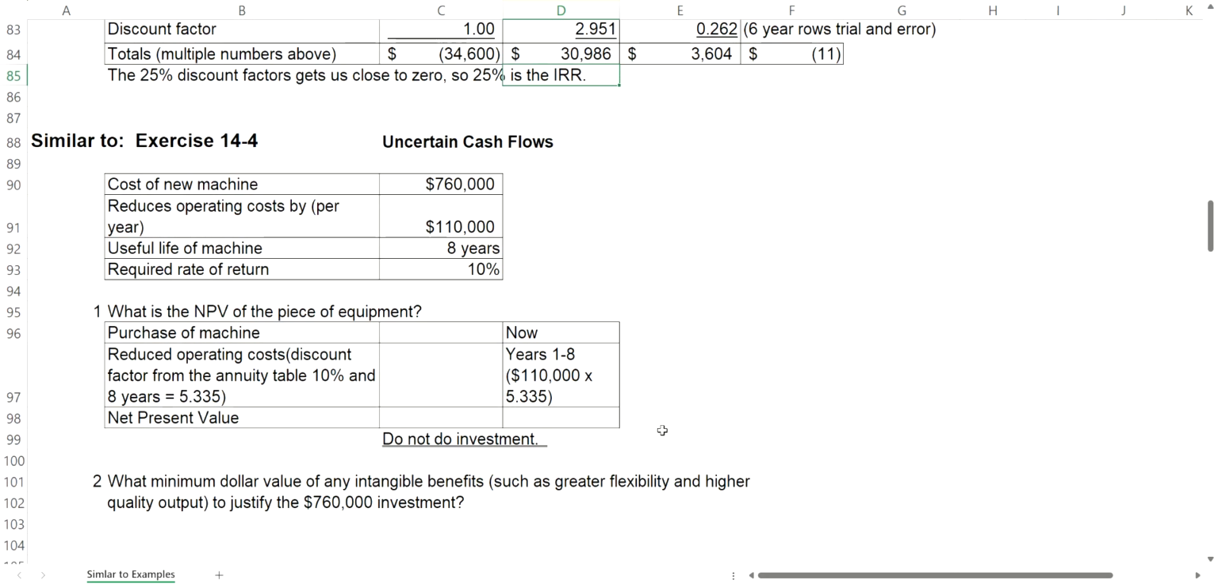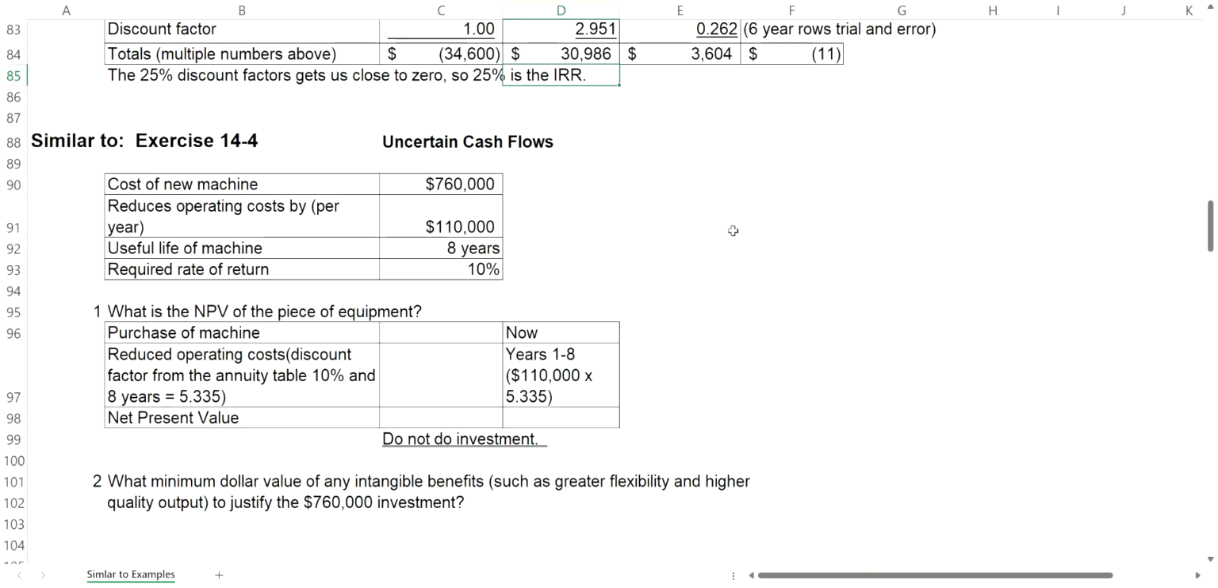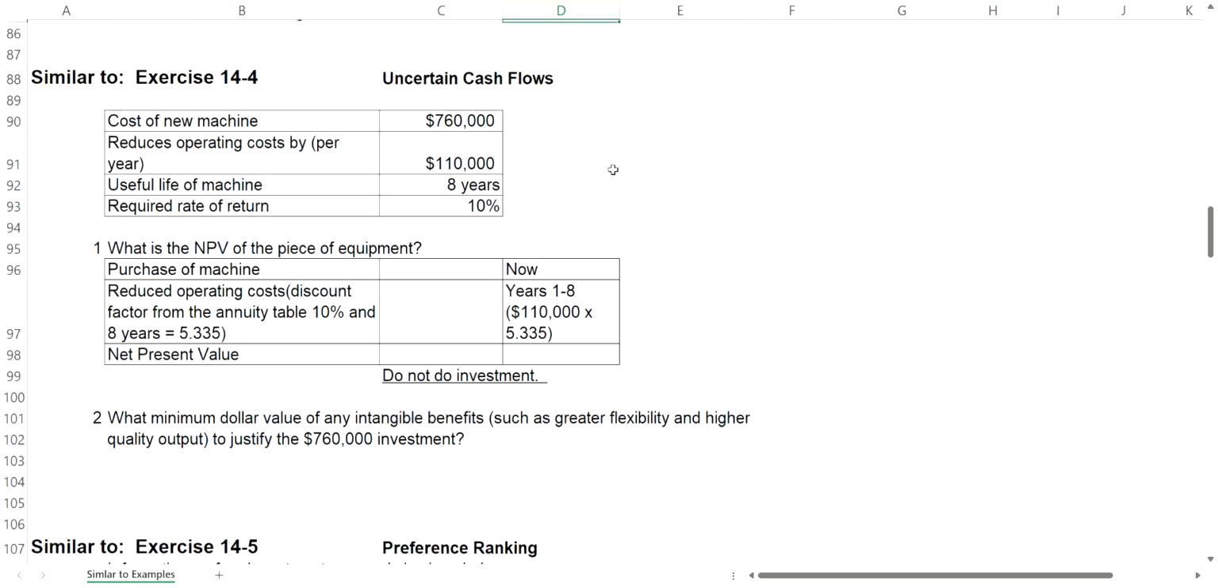Okay, moving on. We're going to look at uncertain cash flows in the next part of it. And in this one, assume that you buy a piece of equipment for $760,000. It's going to give you an additional $110,000 per year for 8 years. That's an annuity again. And you have a required rate of return of 10%. So we're going to go back to calculating net present value using the annuity table. By purchasing the equipment, that will set us back. The purchase price is $760,000. Now I have cash inflows of $110,000 per year for 8 years.